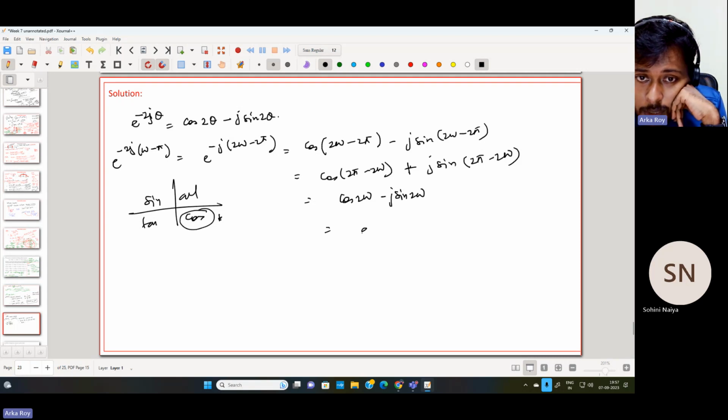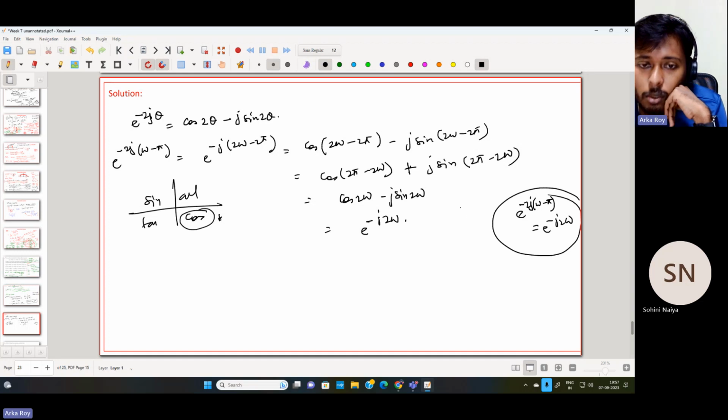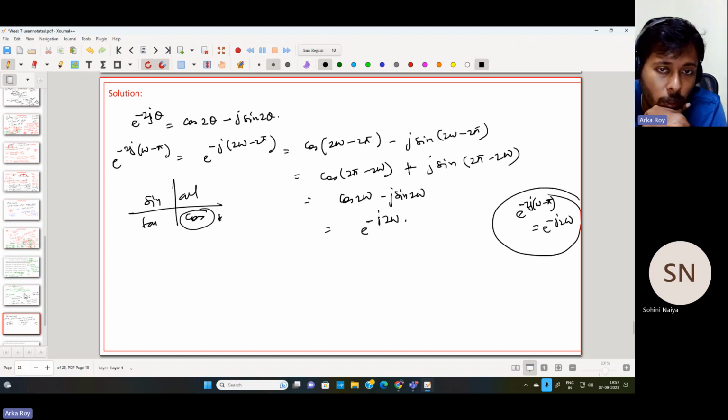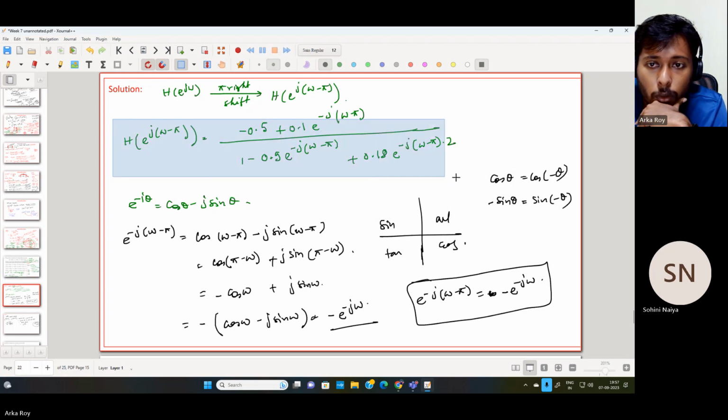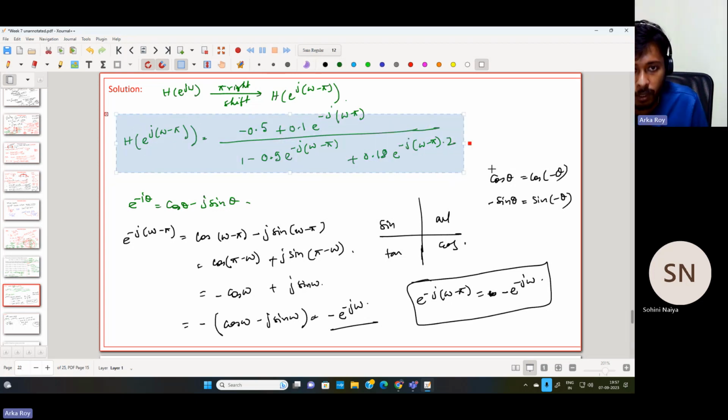So it is the same as e^-j2ω. Therefore, e^-2j(ω-π) equals e^-j2ω. So these two relations we have just found, and which we will be exploiting to find the relation over here.